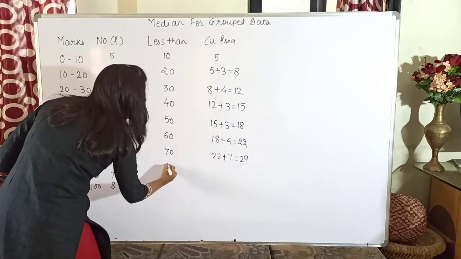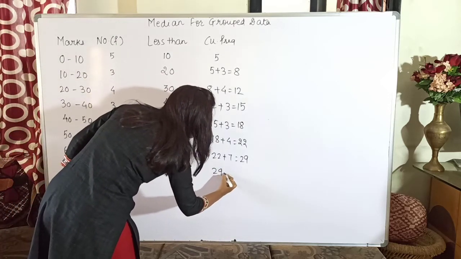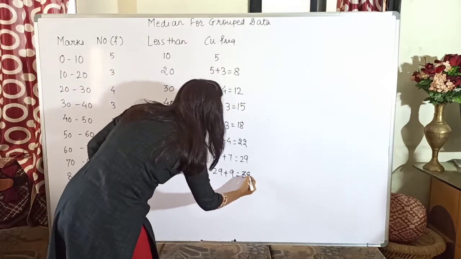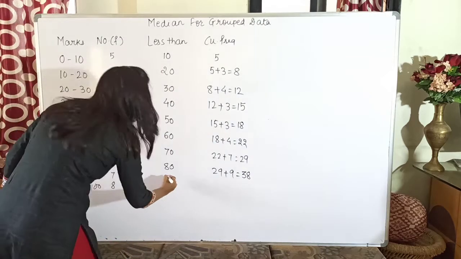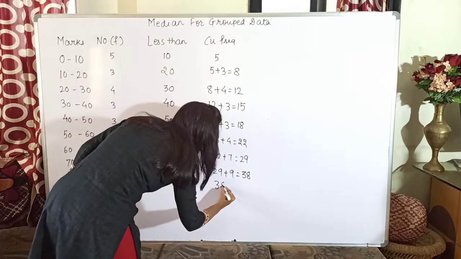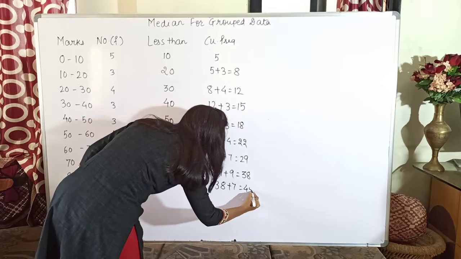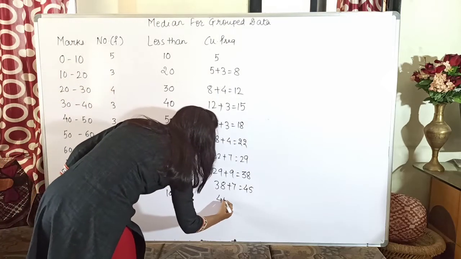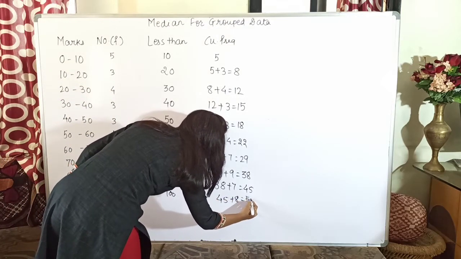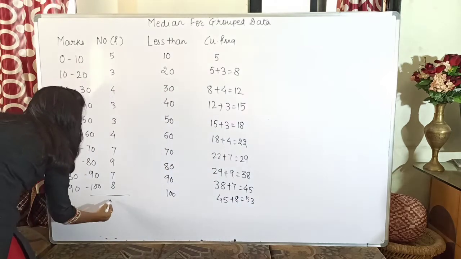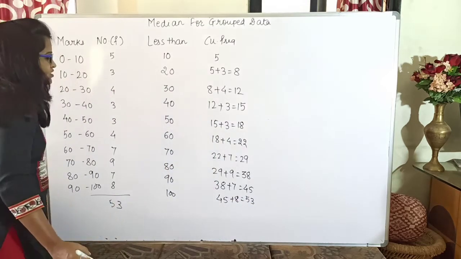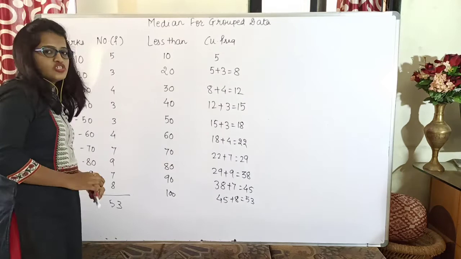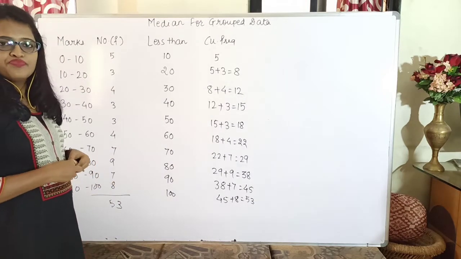Less than 80, 29 plus 9. What it will be? It will be 38. Further, less than 90, 38 plus 7, which will give me 45. And last one, less than 100, it will give me 45 plus 8, which is equal to 53. Now the addition of this frequency is also 53. So as I have told you, here also the last value you should be getting, it should be the addition of this frequency column. If they are same, that means your values are right.